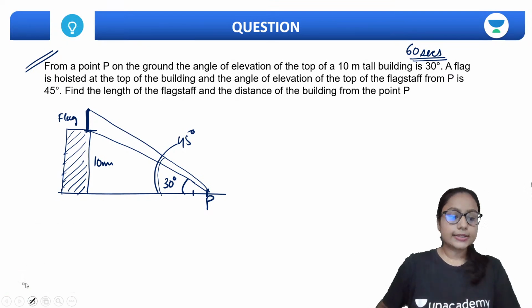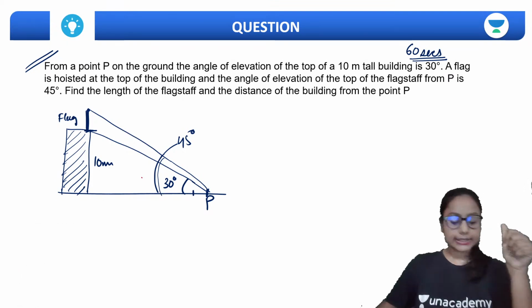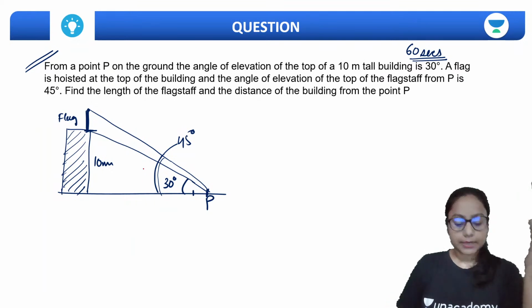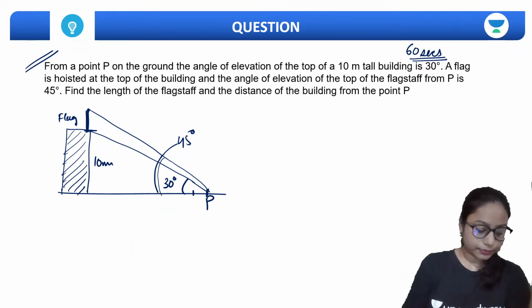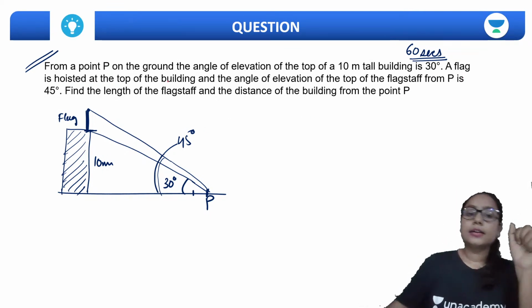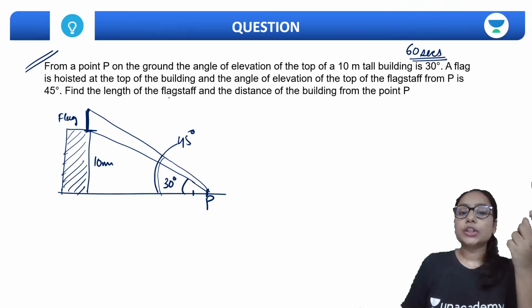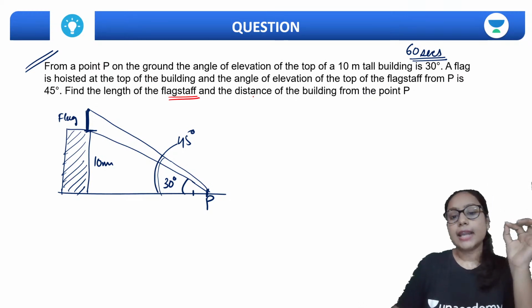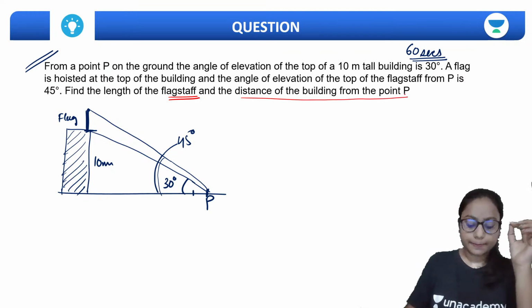Yes, let us discuss this further. So I think the diagram is clear. If there is any doubt in the diagram, please ask, all of you. Yes, so we have this. Now let's see further. The length of the flagstaff we need to find and the distance of the building from point P.